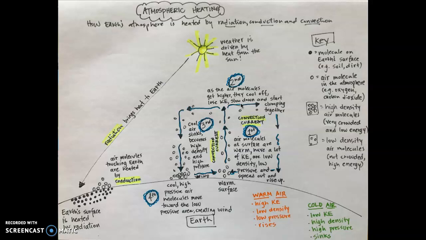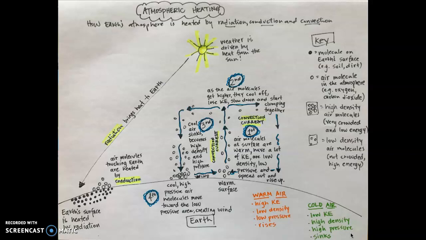It's not zooming around as much with so much kinetic energy anymore. It's gaining in crowdedness, and the pressure is building. It's becoming higher pressure. There's more air on top of it, lots of air molecules above, and as it gets closer and closer down to Earth's surface, gravity is pulling more on it. So if we zoom over and look at the summary of cold air written in green, cold air has low kinetic energy, high density, high pressure, and it sinks.